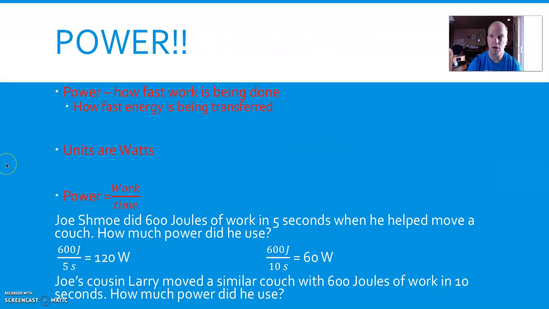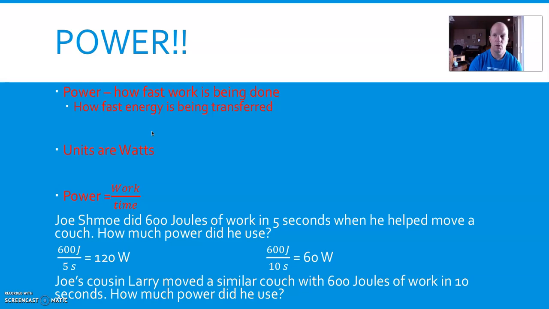Okay, moving along here, we got power. Okay, power is a slightly more complex kind of idea, you guys. Power is how fast work is being done, okay? Or how fast we are transferring energy is another way to put it. Remember, work is transfer of energy, right? And the units for power are watts. And you may be familiar with watts. You hear about those when we talk about electrical appliances and things like that, right?